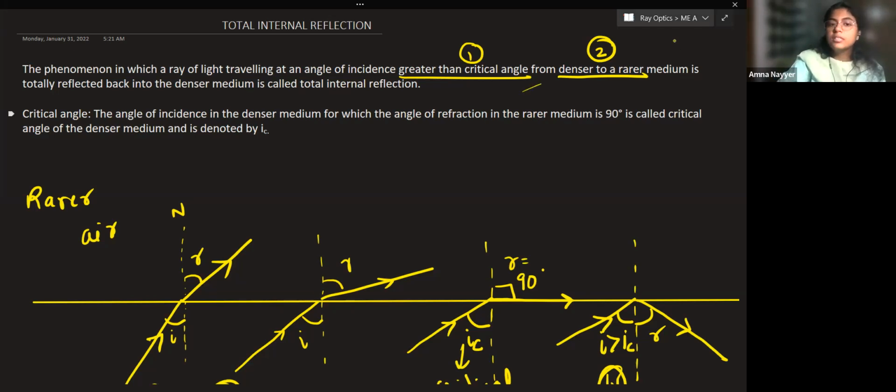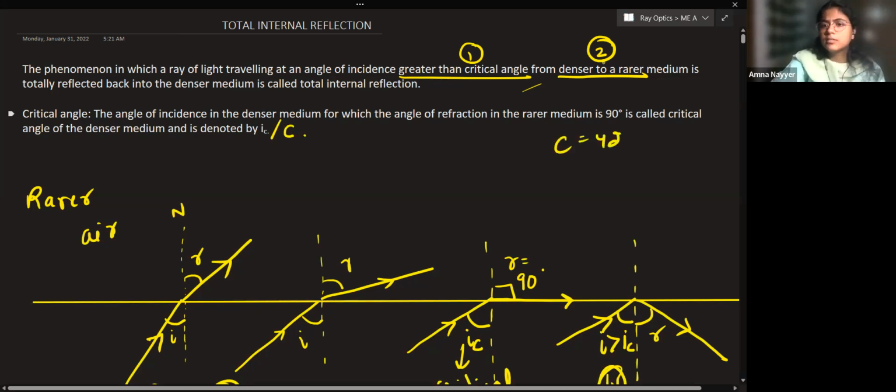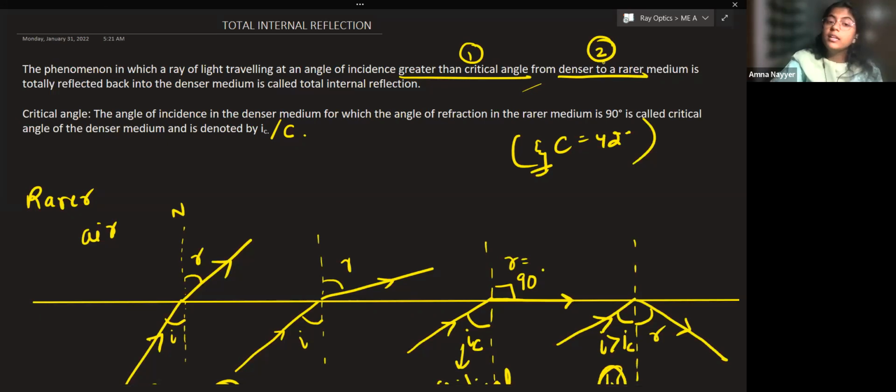The angle of incidence in the denser medium for which the angle of refraction in the rarer medium is 90 degrees is known as the critical angle of the denser medium, and is denoted by small i with the subscript C. This is also sometimes denoted by capital C, like C is 42 degrees. So if in some books you find it as capital C, do not get confused. That is the critical angle.